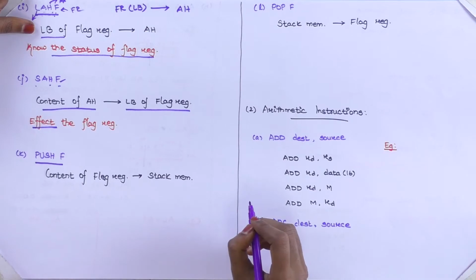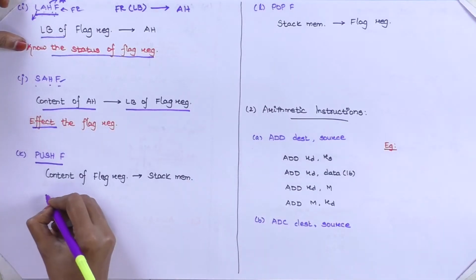Push and pop operations, as I have already told you, are used only with the stack memory. If you want to store the value of the flag register into the stack memory, you can use the push and pop instructions. When you push the flag register, the stack pointer will be decremented by 1 and the higher byte of the flag register will be stored, then the stack pointer will be decremented by another 1 and the lower byte will be stored.